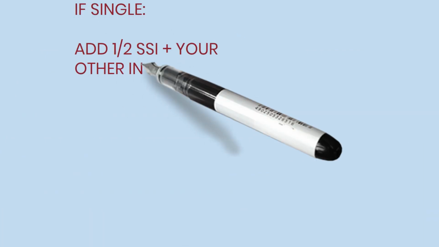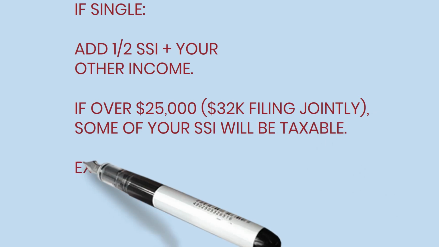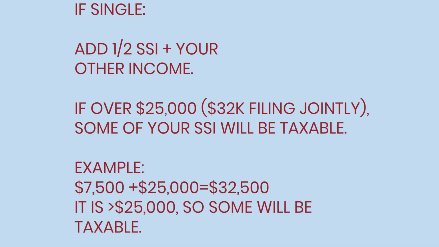To determine if any of it is taxable, add half of your Social Security income plus all your other income. If it's over $25,000, if you're single, some of your Social Security income will be taxable. In our example, half of your Social Security income is $7,500. Your other income is $25,000. Adding the two together, it would be $32,500. So since it's more than $25,000, some of your Social Security income will be taxable.